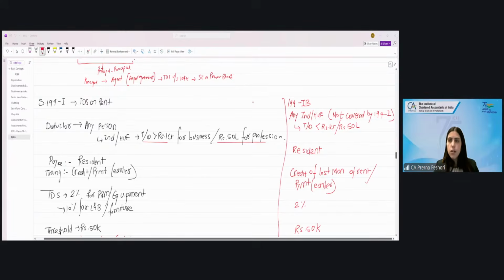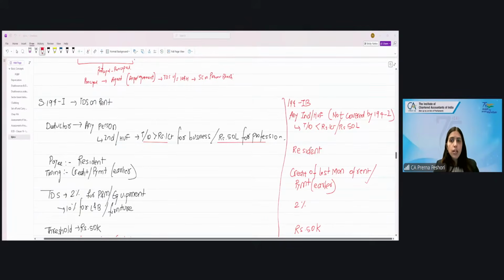Which individual or HUF are not covered by 194I? Individual or HUF whose total sales from the business does not exceed 1 crore or 50 lakh in the preceding financial year. If you are an individual or HUF whose total sales, gross receipts or turnover exceed 1 crore for business or 50 lakh for profession in the preceding financial year, you are covered under 194I. For other individual or HUF who are not covered under 194I, 194IB is there.